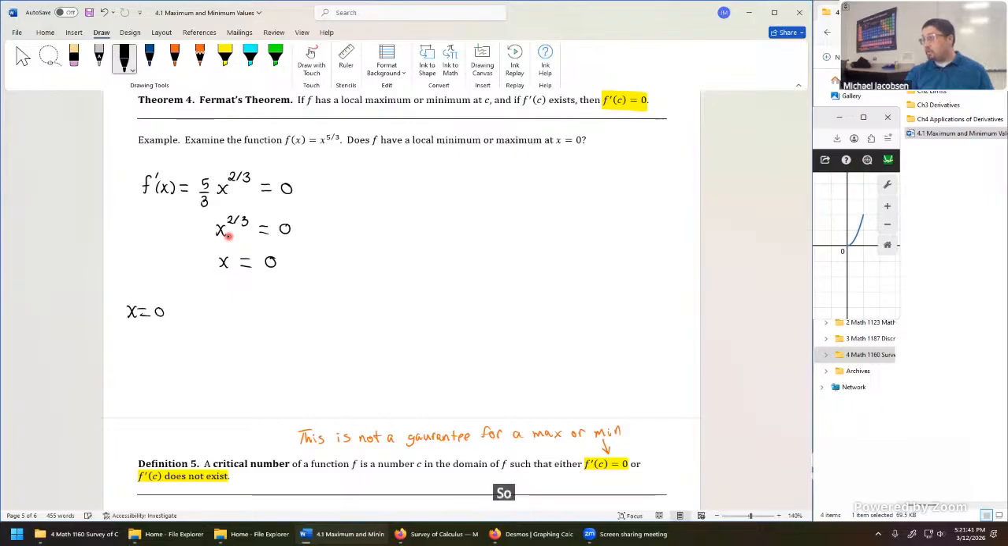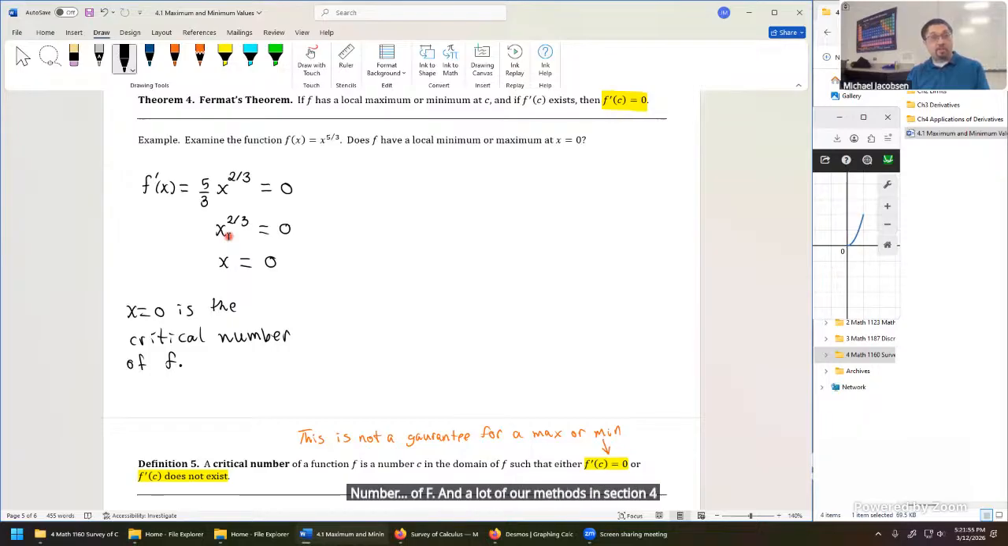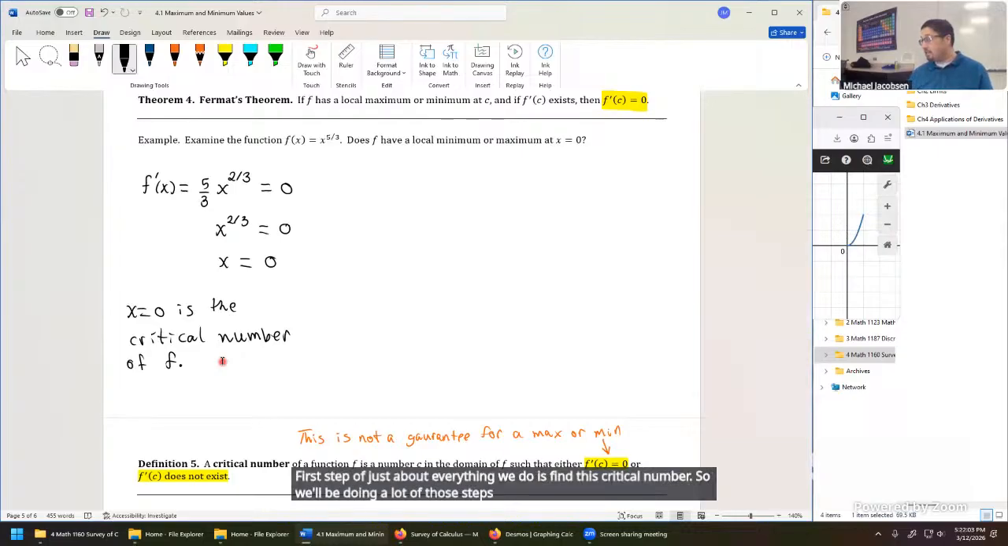So x equals 0 is the critical number of f. And a lot of our methods in section 4.1, 4.2, 4.4, first step of just about everything we do is find this critical number. So we'll be doing a lot of those steps that we just saw here.